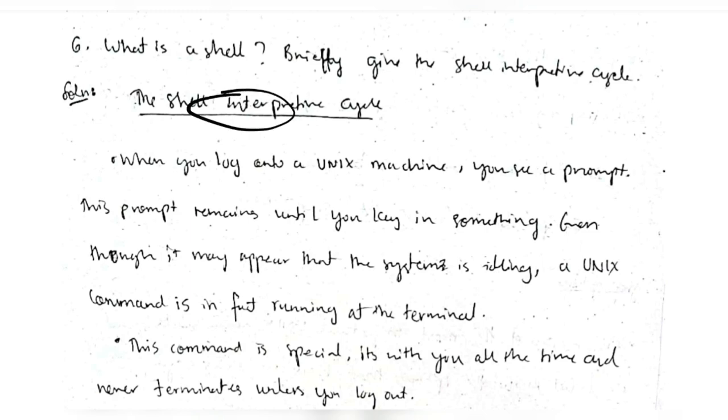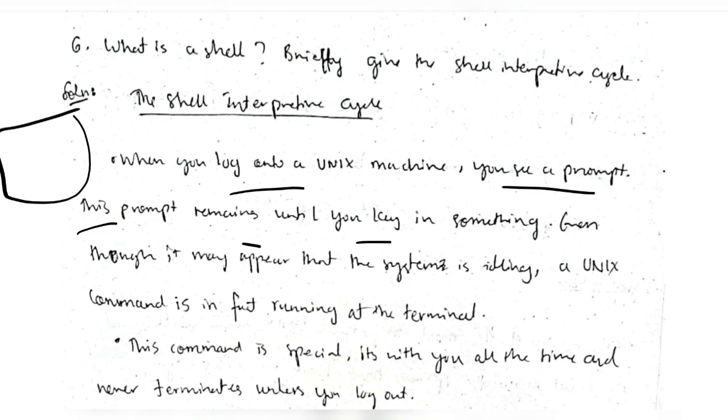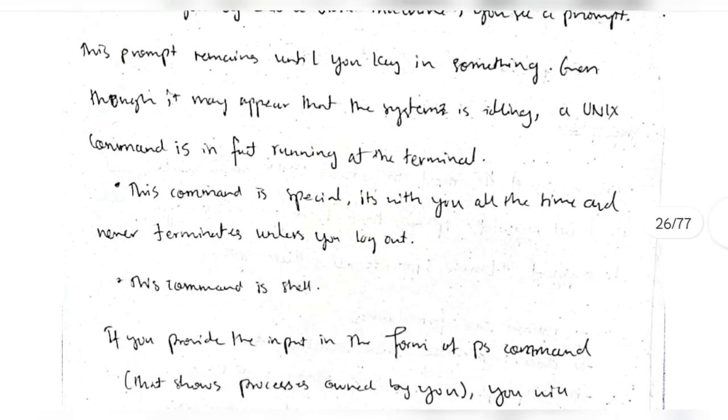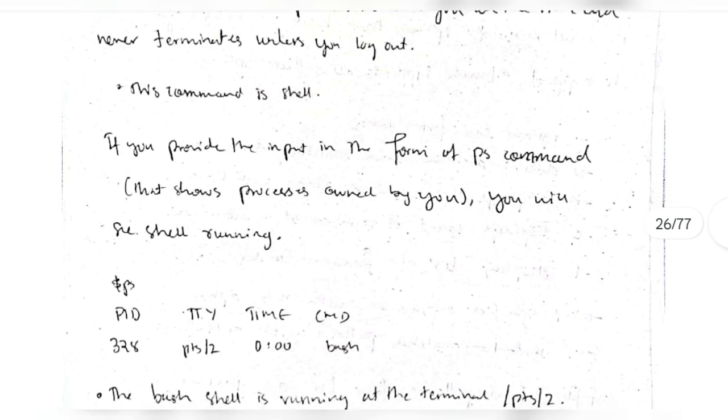Shell interpretive cycle means there is a sequence. What happens when you log onto the Unix machine: you see a prompt. This prompt remains until you key in something. Whenever we are on the system there is a prompt, and when we enter a command, the prompt disappears and the command starts running. This command is special. It stays with you all the time, from when you log into the system until you log out, and it terminates when you log out. This command is known as the shell.